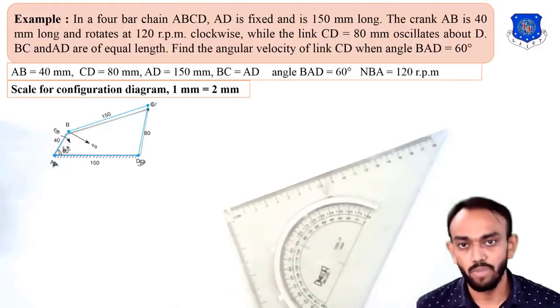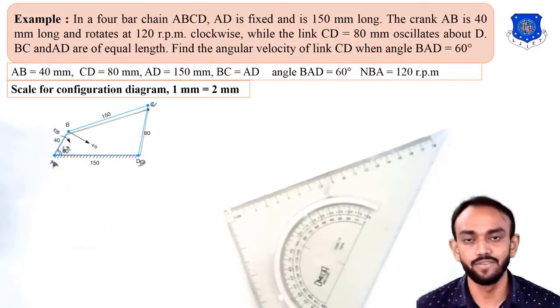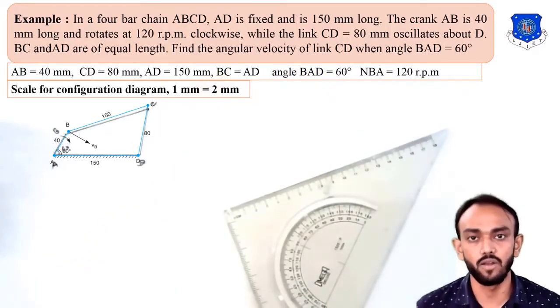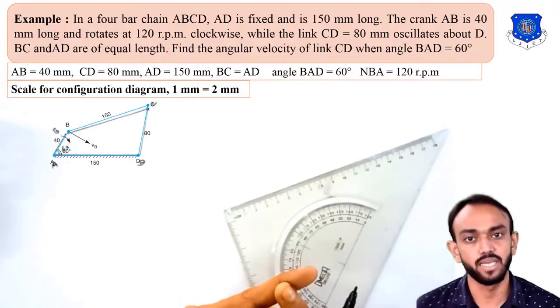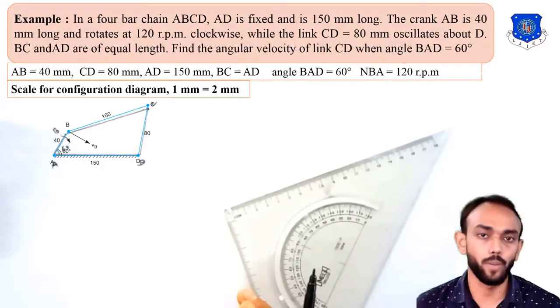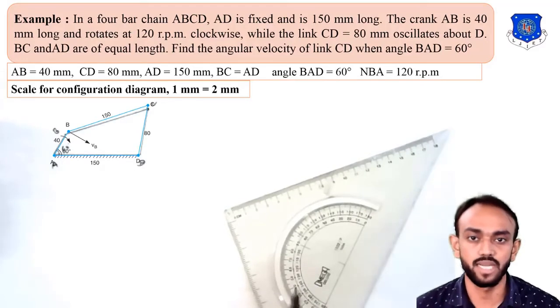Now, first of all, remember that to draw the velocity diagram, we must have the velocity of one link, and for that, they always give the RPM or angular velocity. If they give the N RPM, we will find the omega. Omega is equal to 2 pi N by 60. And using omega, we can find the velocity of that link. Velocity is equal to angular velocity omega into the length of that link.